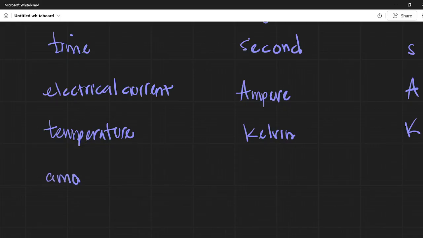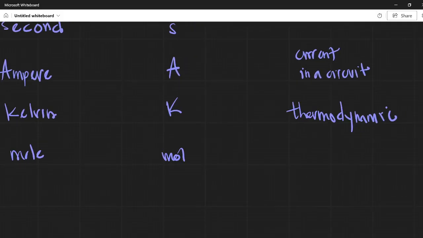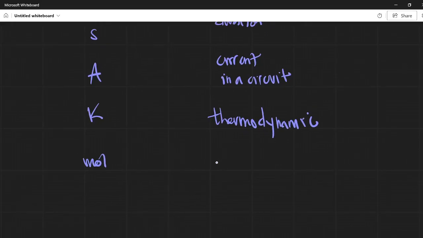The amount of a substance is given by the mole. You'll see this a lot in chemistry, but this is given by the mole, and the symbol for this is lowercase mol. Basically the number of particles.